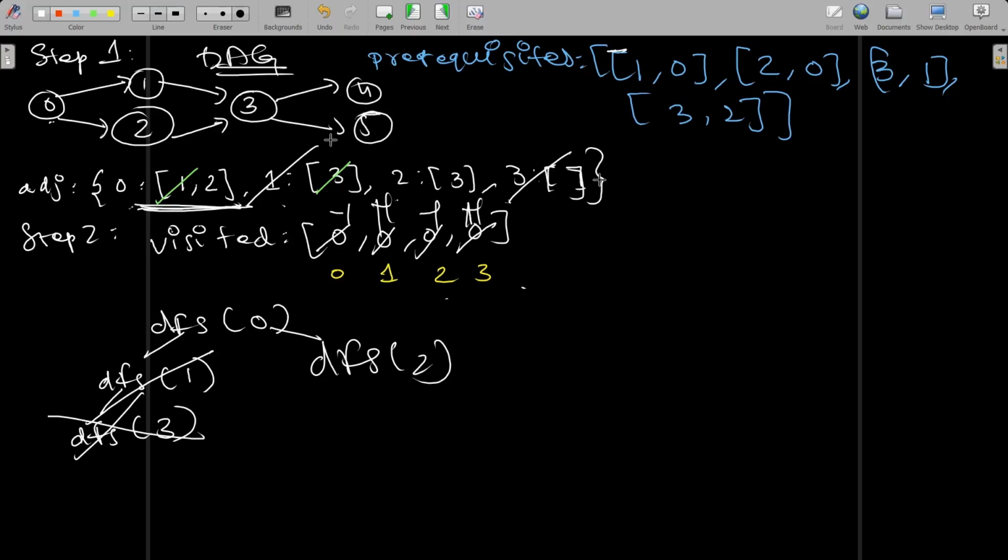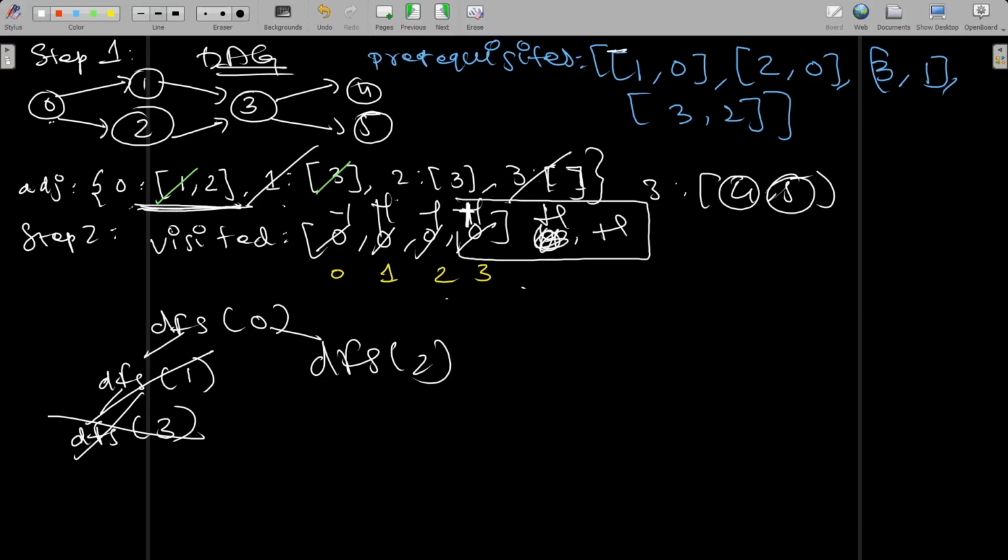Right. So in our adjacency list, if 3 has 4 and 5 in its list, this basically means that if a plus 1 is present over here, all the nodes inside the list of 3 are already traversed, which means that they would also have a plus 1 in their visited list.